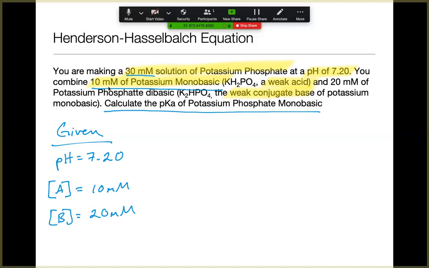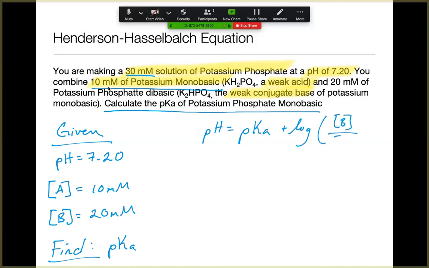The additional information up here just says that the total concentration of potassium phosphate is 30 millimolar. How did I get that? 10 millimolar comes from the monobasic and 20 comes from the dibasic. It's trying to give a real world example. That's the only quantitative information I've been given, and I'm being asked to find the pKa of the acid. So we know we're dealing with the Henderson-Hasselbalch equation. Let's write that down: pH equals pKa plus the log of the ratio of the concentration of base over acid.